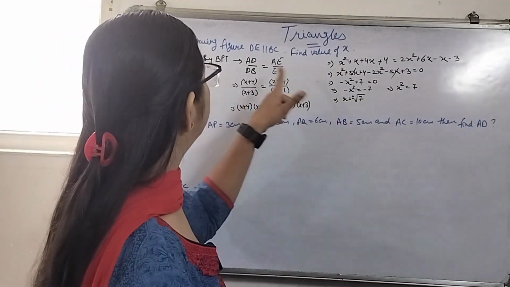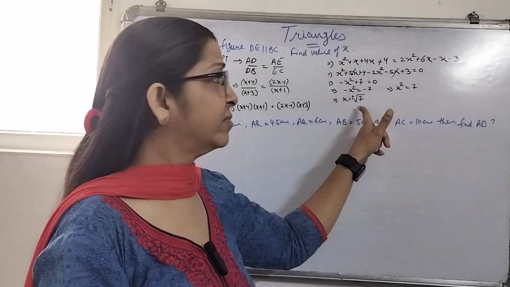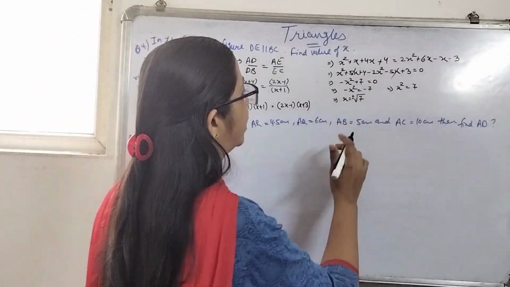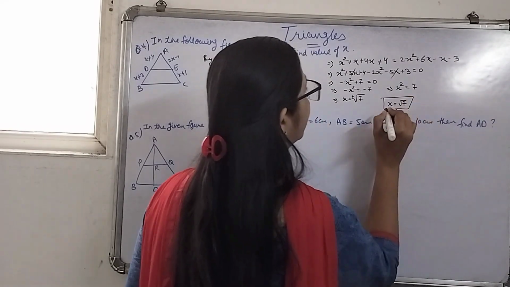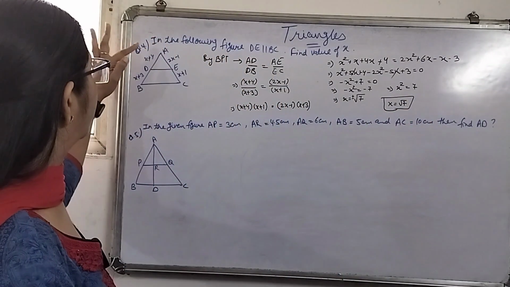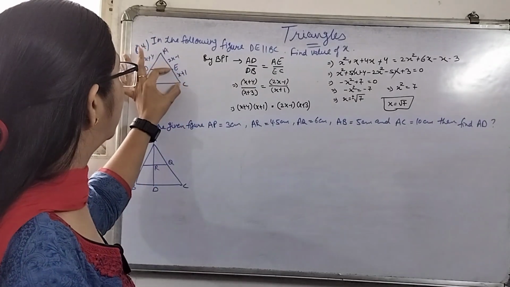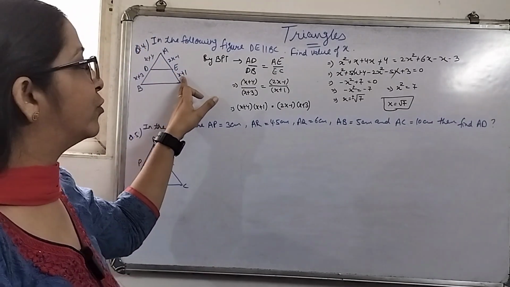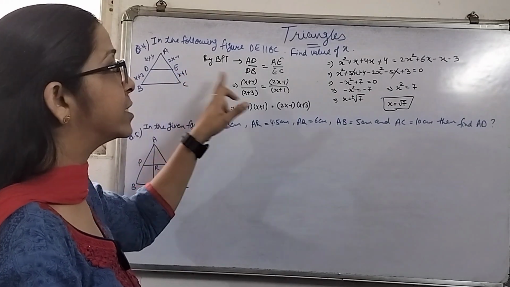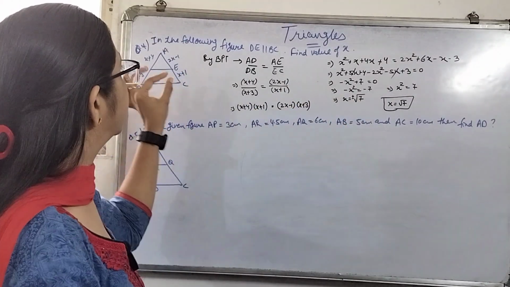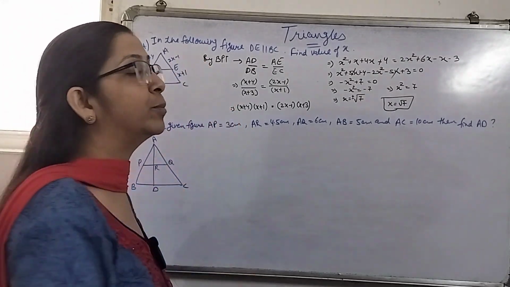Now see over here that the value of x cannot be negative. Negative is not possible. So the value of x we will be taking as plus root 7, because over here it is sides only, and a side cannot be negative. EC cannot be negative if we take the value of x as root 7. If we consider the minus sign, then this side EC will become negative, and it is not possible that a side could be negative.